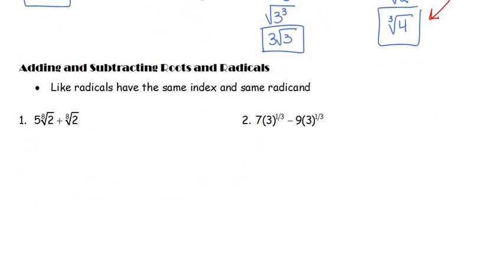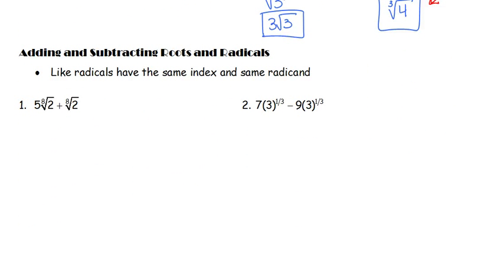Alright, our last two problems, adding and subtracting. And remember, if you're going to add and subtract, it has to either have the same radical or the same exponent. Here we've got the eighth root of 2, the eighth root of 2. It's 5 plus, if there's no number out there that's assumed 1, 5 plus 1 is 6 times the eighth root of 2.